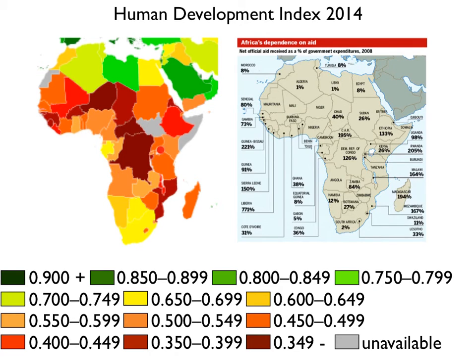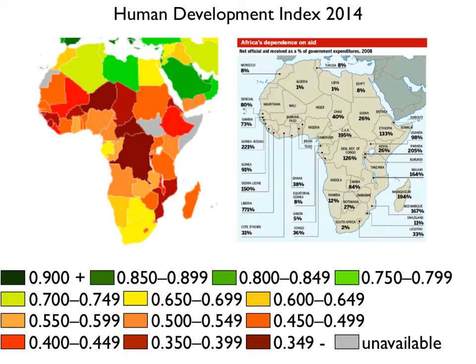The darker colors here show a very low level of human development. So if we try to see how dependent these, let's say, two countries are on international aid, we see that they are heavily dependent on international aid, right? 126% for the Democratic Republic of Congo and 195% for the Central African Republic.